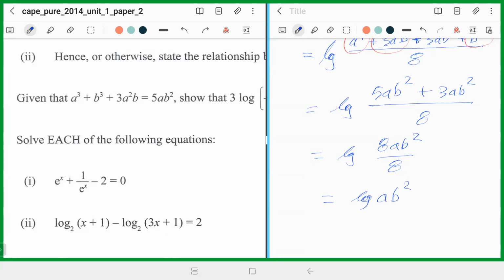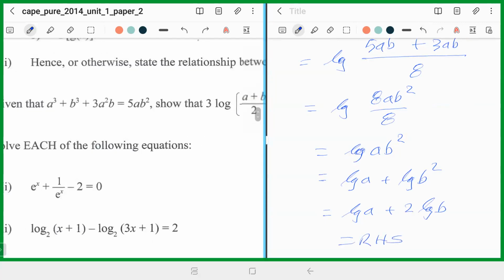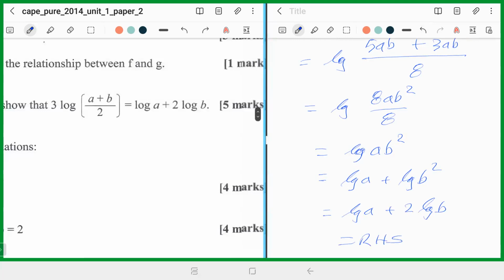Voila. The log of a product becomes the sum of the logs, right? So this is then equal to the log of a plus the log of b squared. And then the 2 can come to the front, and it becomes the log of a plus 2 times the log of b, which is the right hand side. It is the right hand side. That's what we were told to show. See there? That's what we get. So I've shown that this equals that.